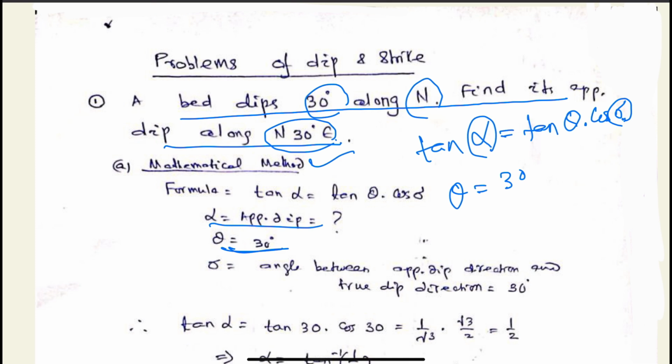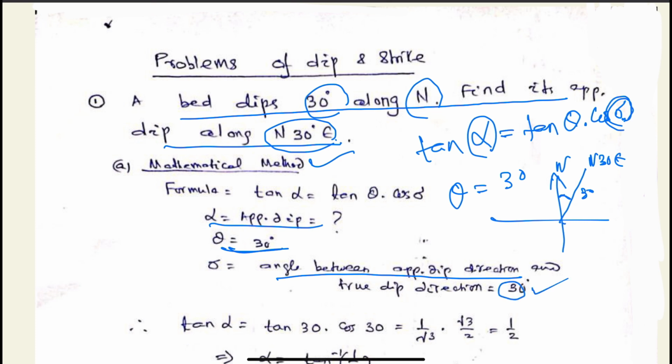The angle between the true dip direction and the apparent dip direction has been given, because the dip direction is along north and the direction in which the apparent dip is determined is north 30 east. So this angle, delta, is 30 degrees. Putting in the values, we get this.